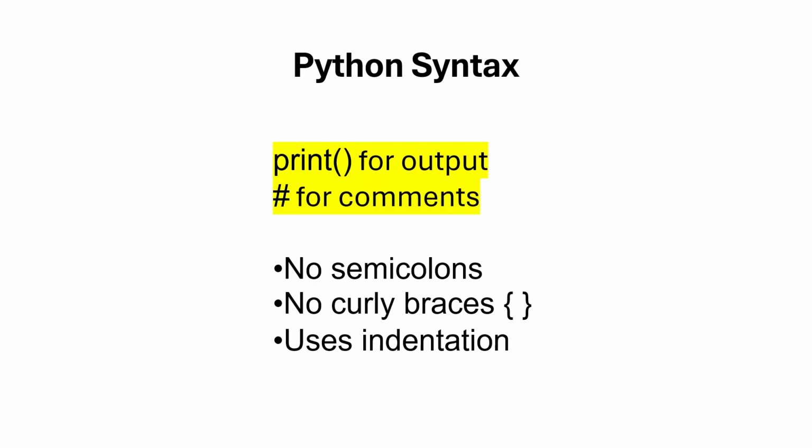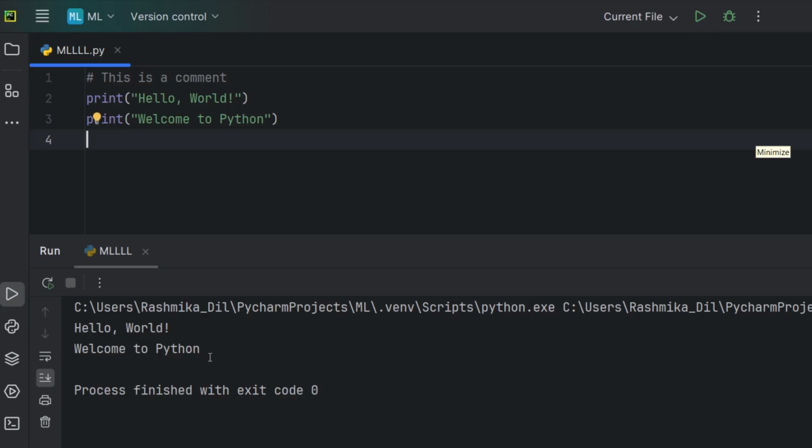Let's start with the most basic Python program. This line here is a comment. Any line starting with a hash symbol is ignored by Python. Now we use the print function to display the output on the screen. Everything inside quotation marks is treated as text, or a string. Notice how Python does not use semicolons or curly brackets, and Python code is very clean and readable, which makes it great for beginners.